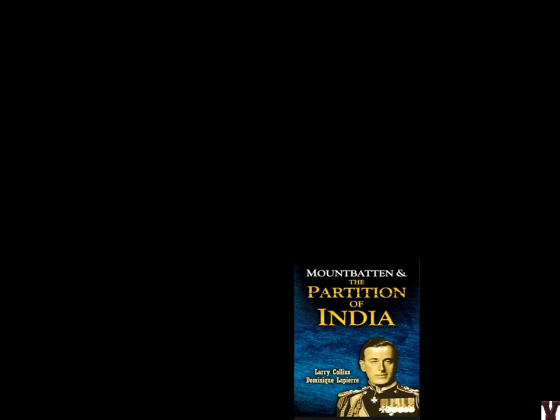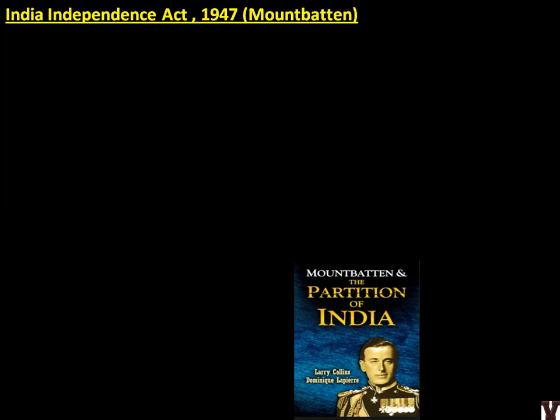Now the last important act, that is the Indian Independence Act 1947. This is related to the partition of India, where Mountbatten comes in. So I've told you even the viceroy names of every act. You should remember it if a match the following question comes. So why was this act implemented? To implement the Mountbatten plan immediately.